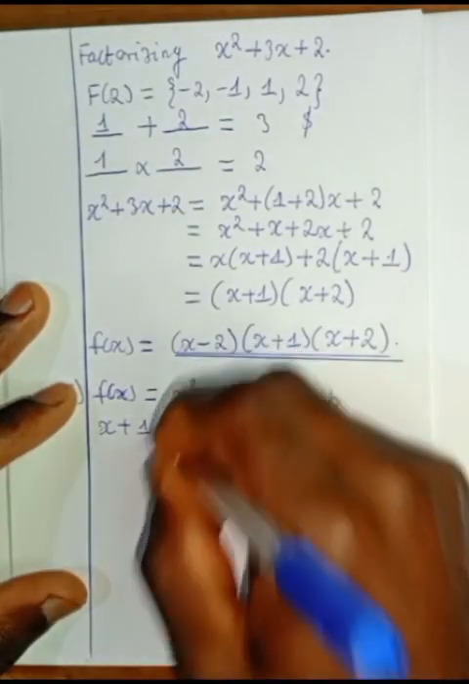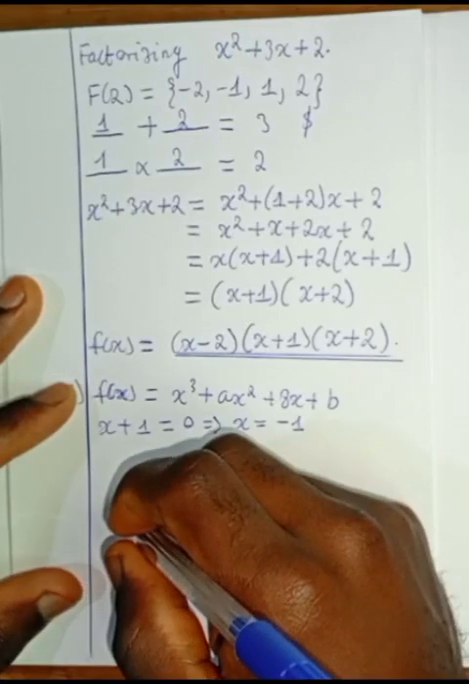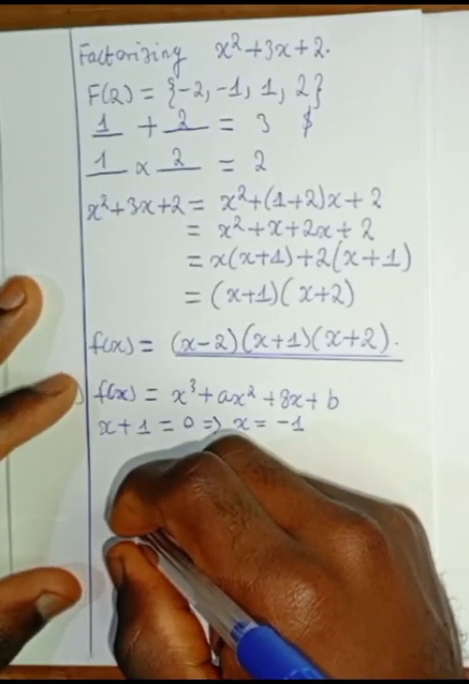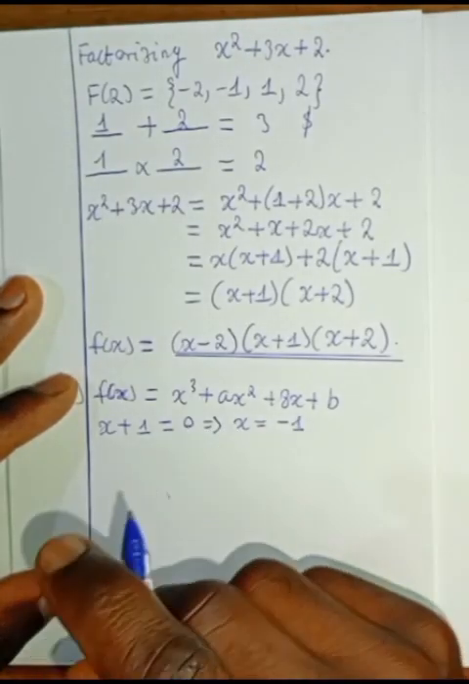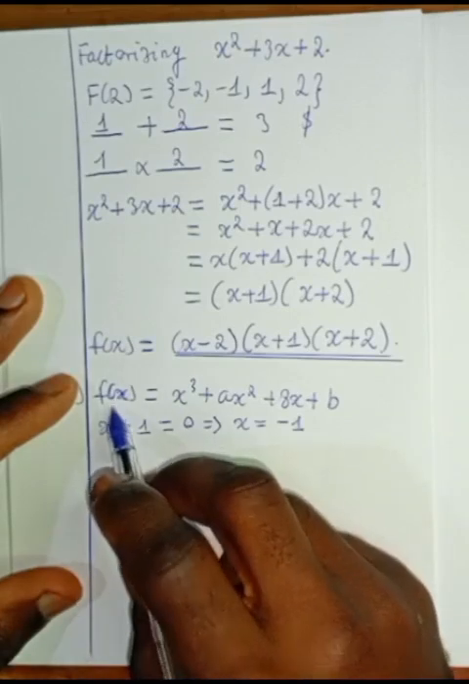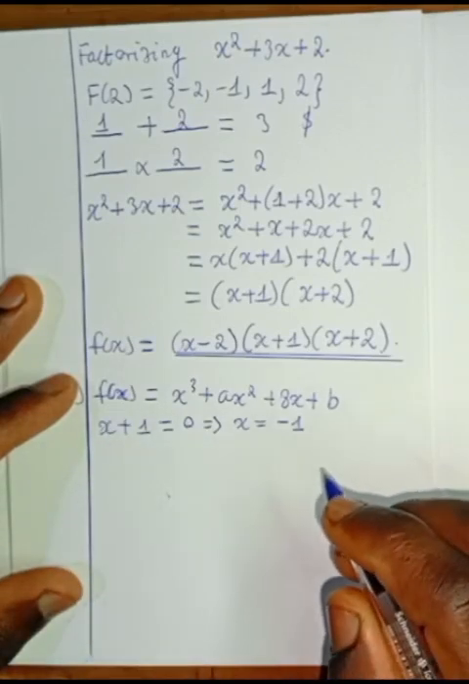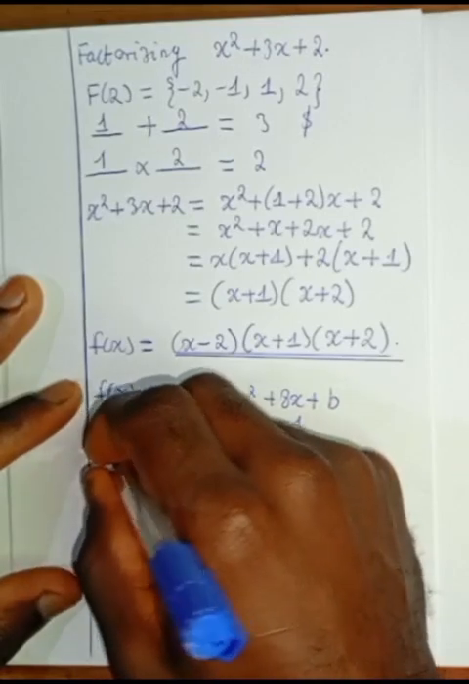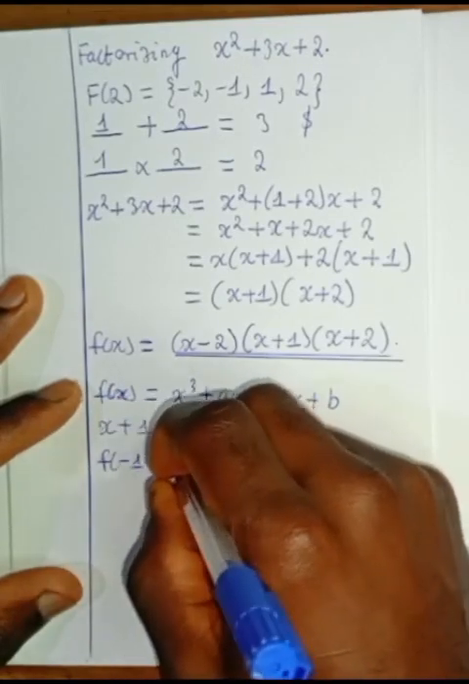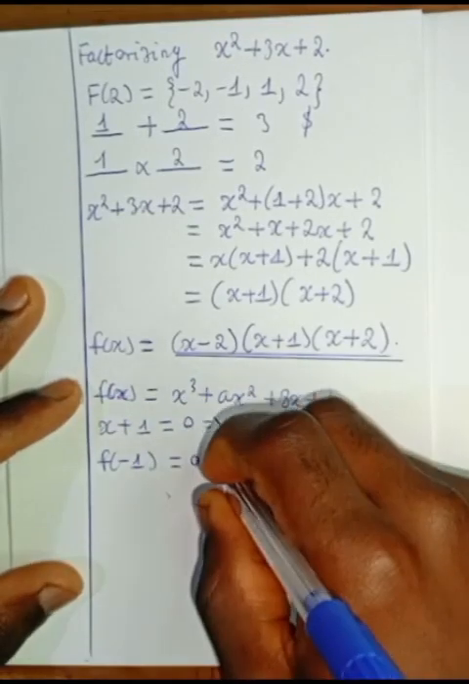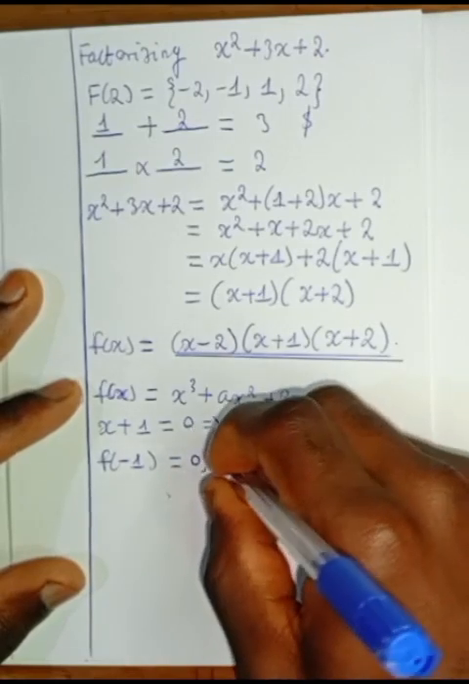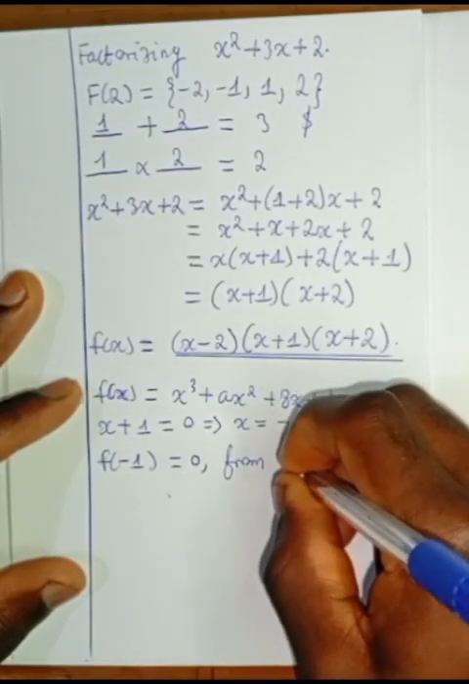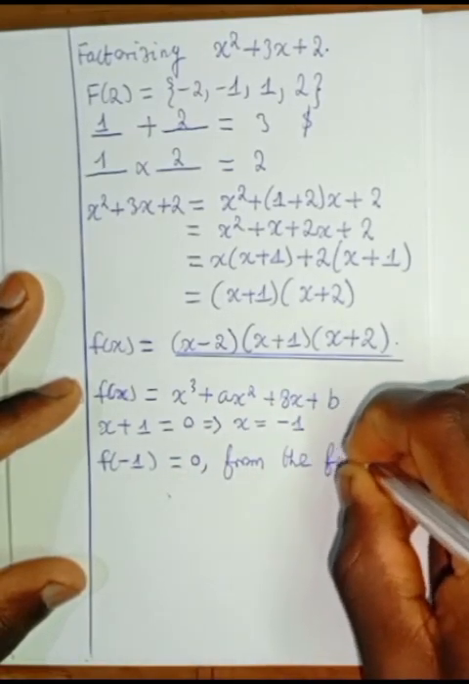We know from the factor theorem, if x plus 1 is a factor of f of x, then f of -1 must be equal to 0. So f of -1 must be equal to 0 from the factor theorem.